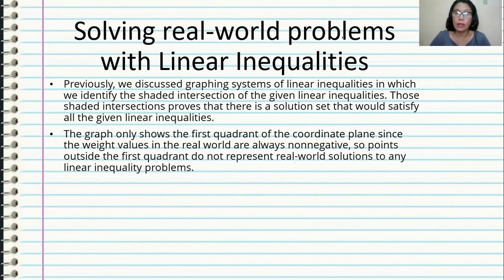the given linear inequalities. Now, the graph only shows the first quadrant of the coordinate plane, since the weight values in the real world are always non-negative. So points outside the first quadrant will not represent real world solutions to any linear inequality problems.